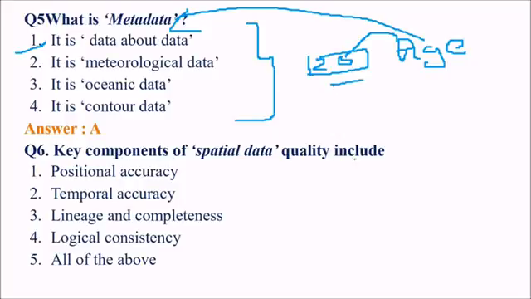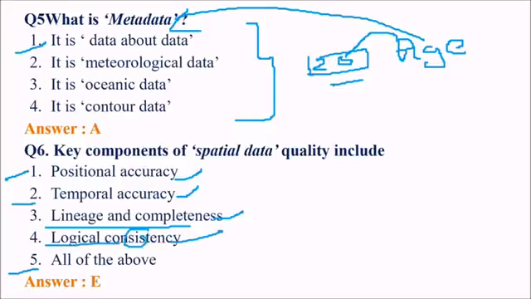Key components of spatial data quality include what? Positional accuracy, temporal accuracy, lineage and completeness, logical consistency. Now give me the answer. The answer is, you guessed it correct. Answer is the 5th one, all of the above. So when we are talking about spatial data quality, we are talking about the positional accuracy. We are talking about the time variation or temporal accuracy. We are talking about the completeness and lineage. We are also talking about the consistency with respect to logical sense. It has to be consistent. So logical consistency is also part of quality determination of spatial data.